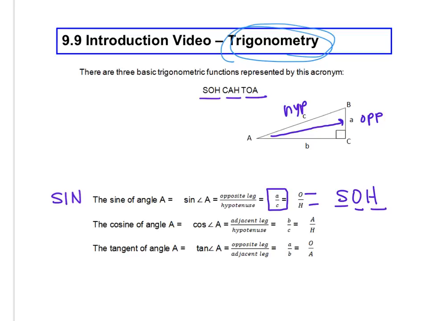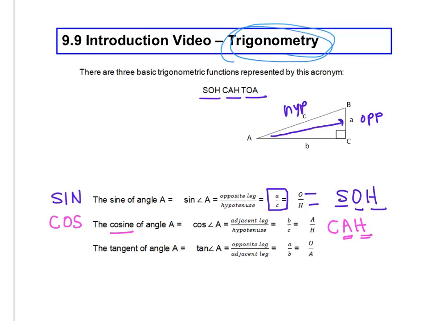All right, well then we have cosine. Cosine on your calculator looks like C-O-S. Maybe you've been calling it cos all these years. So that actually is pronounced cosine. Cosine is found by taking the adjacent leg over the hypotenuse. So in the acronym up there, it's SOHCAH, C-A-H. So we take the adjacent side and put it over the hypotenuse.